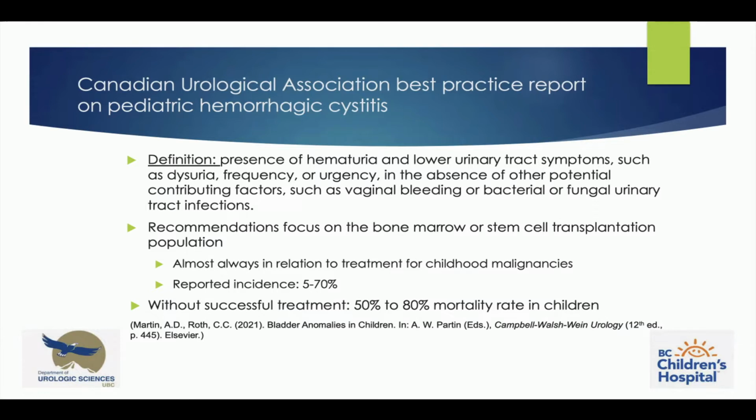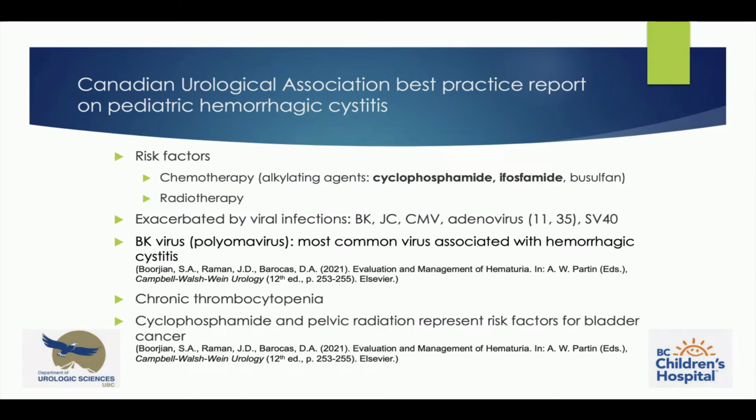Without successful treatment, the mortality is high as well. The causes are chemotherapy, of course, but especially alkylating agents. The most common are cyclophosphamide and ifosfamide. What happens also is that the situation is exacerbated by viral infections with BK virus, JC virus, CMV, adenovirus, especially subtypes 11 and 35, and simian virus 40.